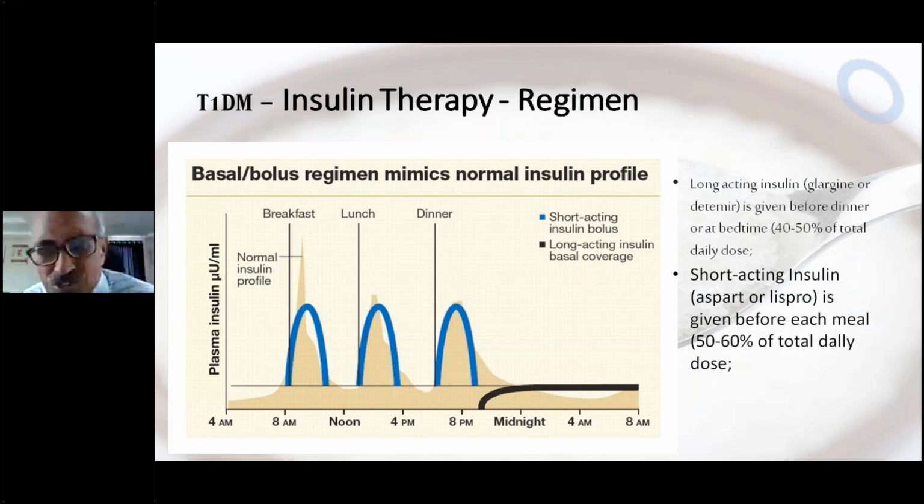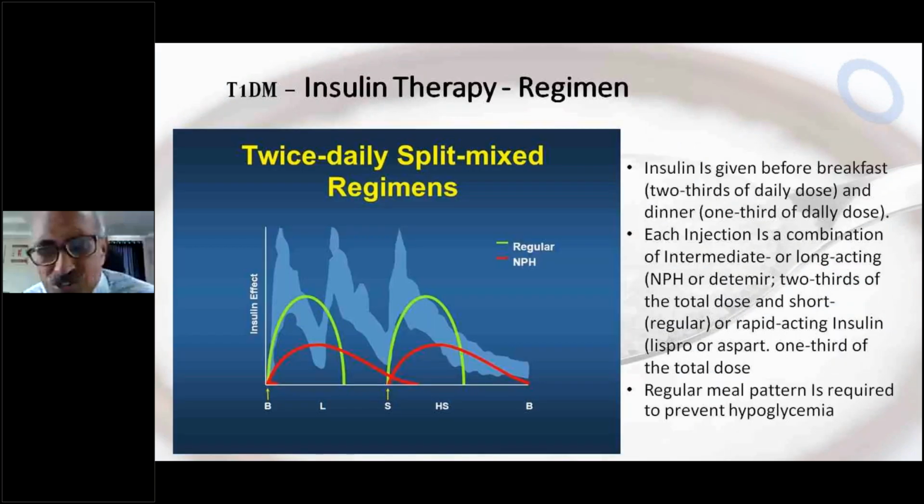So what else can we do as an alternative? This is a twice daily split mixed regimen. Here in the morning dose, you give both a short acting and an intermediate acting insulin together. You can mix them. Plain insulin and NPH insulin, that is intermediate acting, or detemir, can be mixed together and given. You calculate the total dose per day as per 1 unit per kg. For example, if it is a 30 kg child, 30 units is the total daily dose.